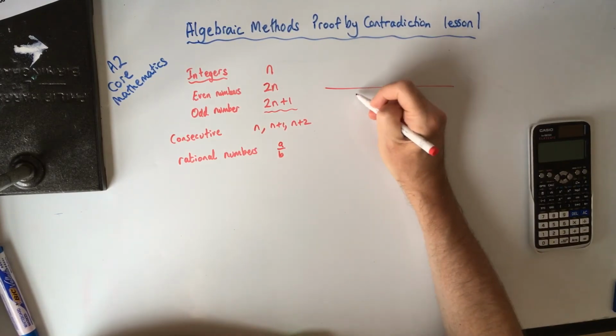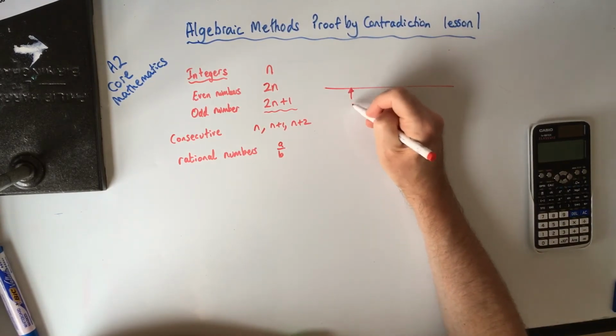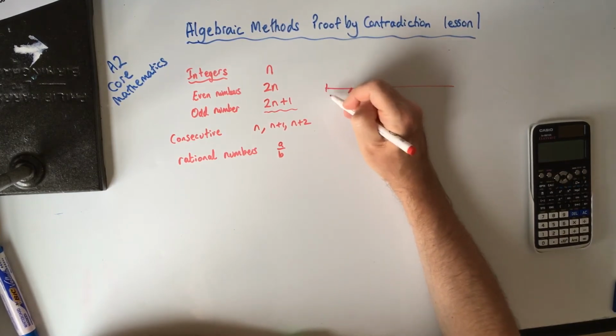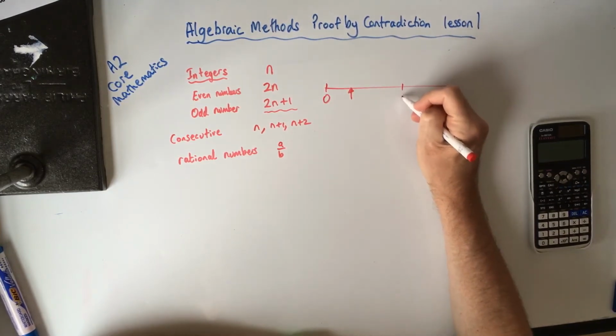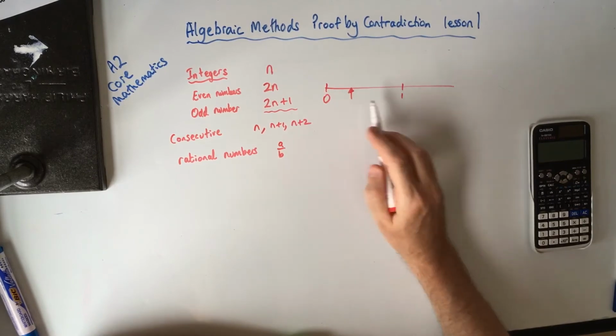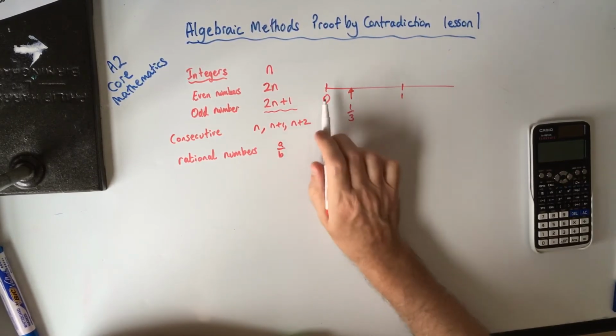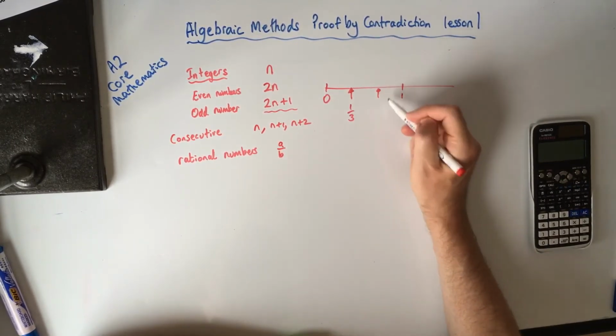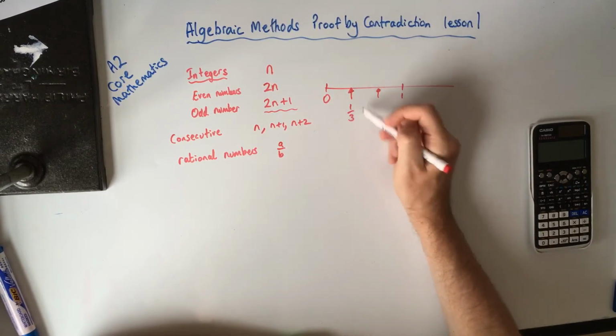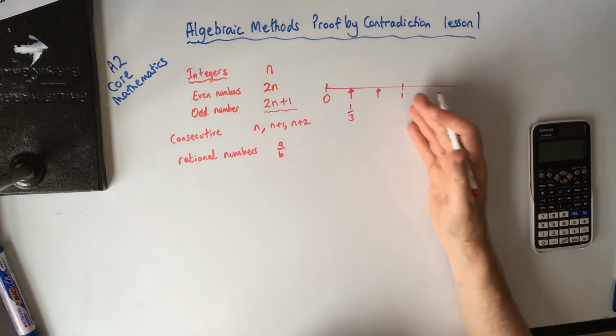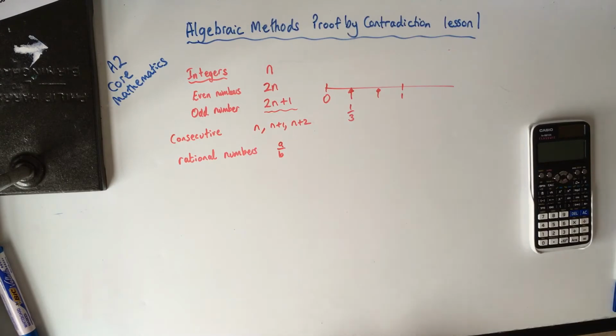A third is a rational number because, between 0 and 1, we can identify a third on the number line. It's exactly in that position if we divide that line up into 3 equal parts. So a third is a rational number, 1 is a rational number, 2 is a rational number, and so on.